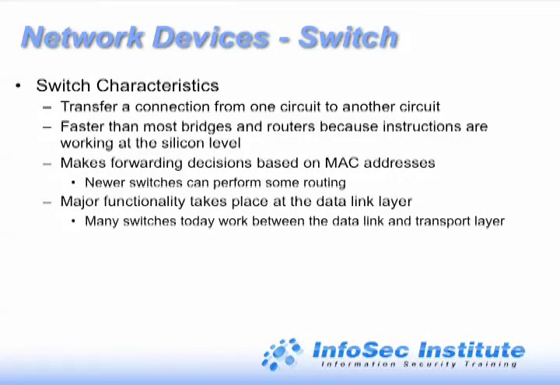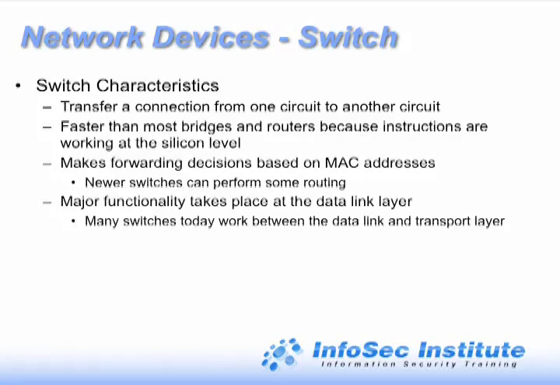Okay, switch characteristics. Transfer a connection from one circuit to another circuit. It's faster than most bridges and routers because instructions are working at silicon level. Makes forwarding decisions based on MAC address. And major functionality takes place at the data link layer.